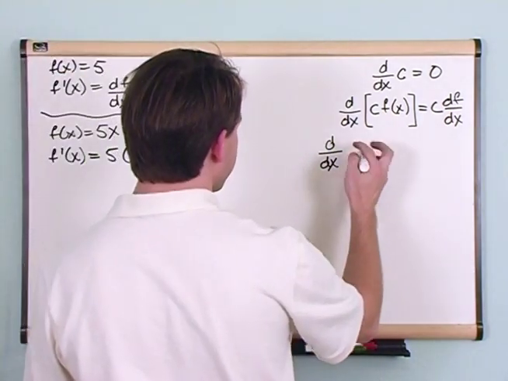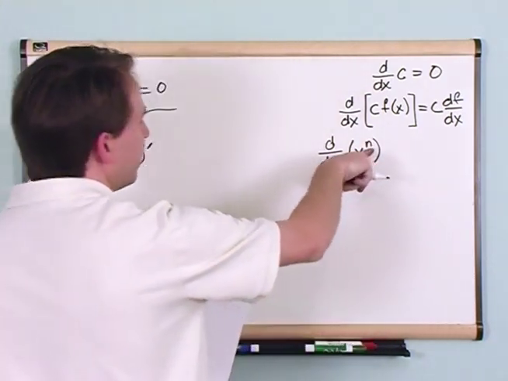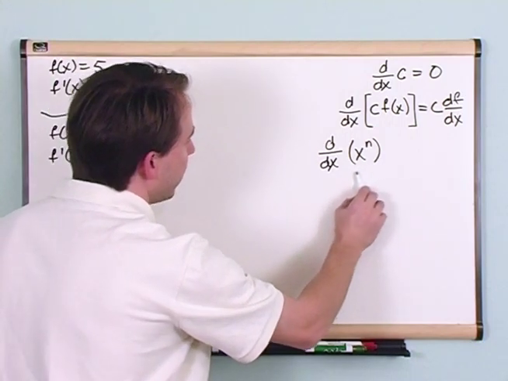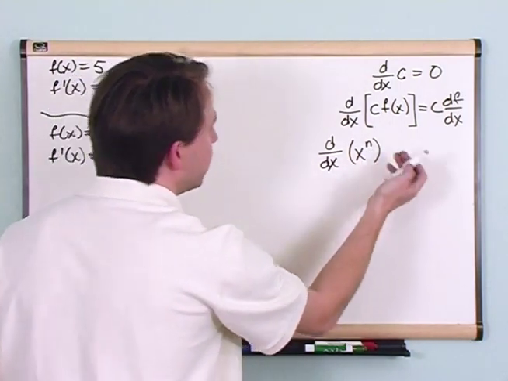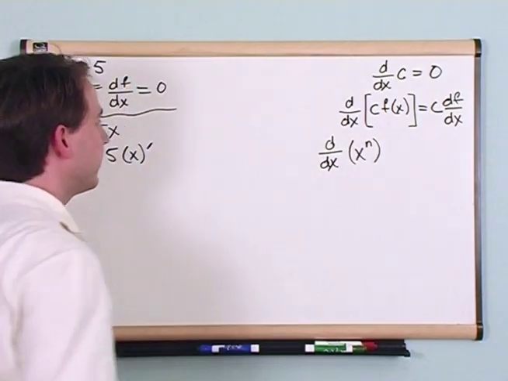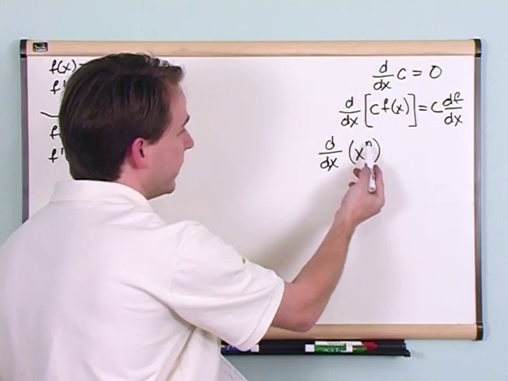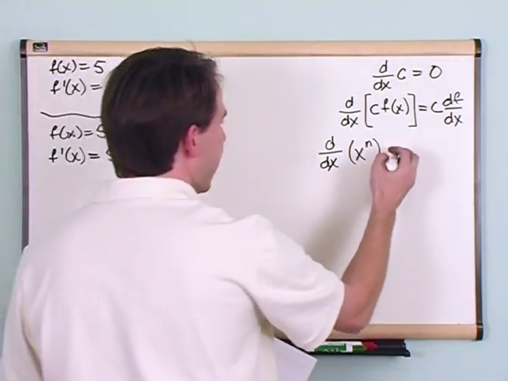If you're taking the derivative of x raised to some power n, where n in this case is a constant, so this could be x squared, x to the third, x to the fourth, x to the minus fifth. It could be anything up here in the exponent, negative or positive. It doesn't even have to be a whole number. It could be a decimal up there. How do you take the derivative of that?